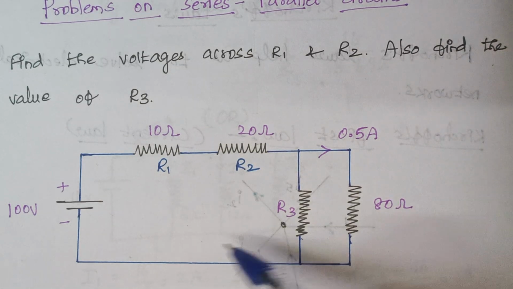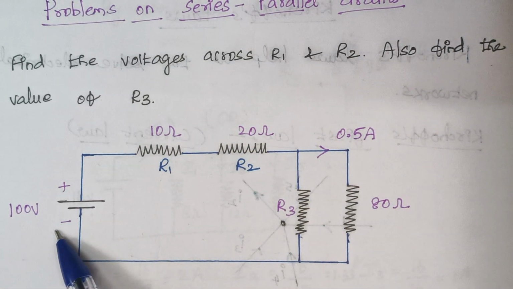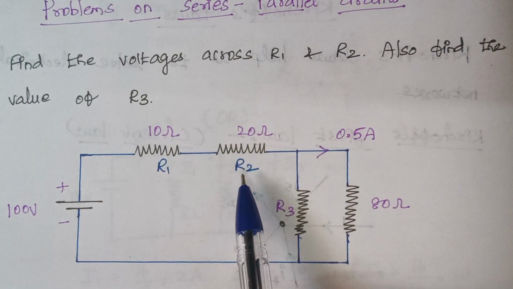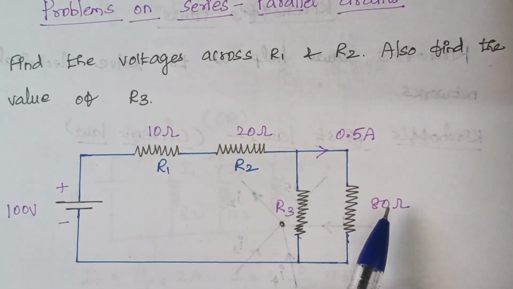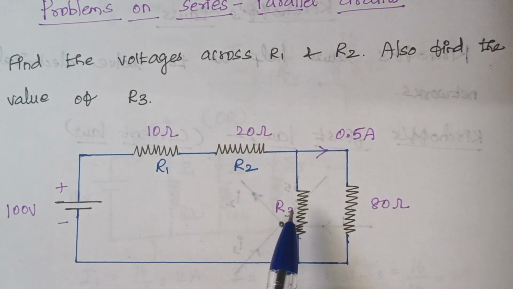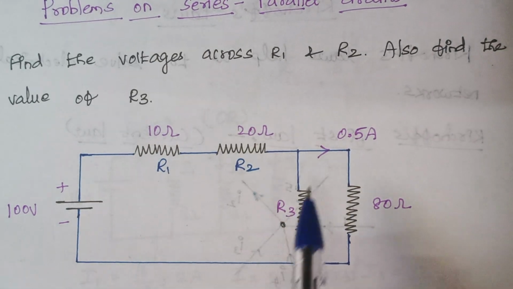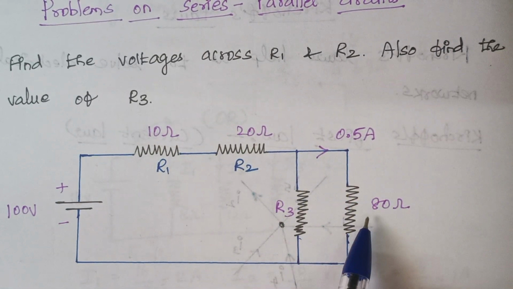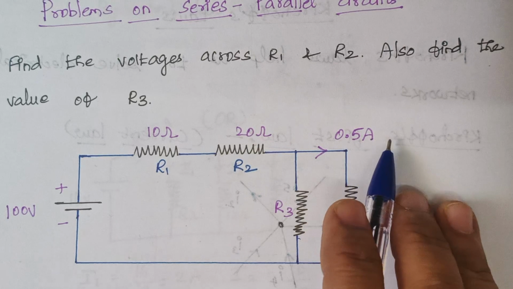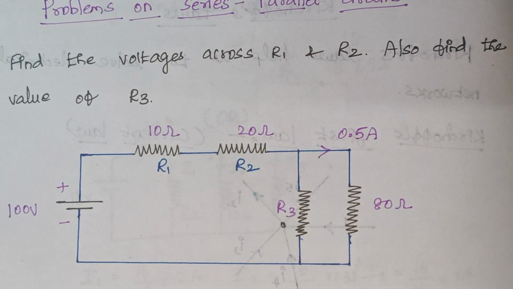From the circuit diagram, we have a voltage source of 100 volt. The values of the resistors are 10, 20 and 80. We don't know the value of R3. We need to calculate it. And the current flowing through this 80 ohms is 0.5 amps. Right. So now we have to calculate the rest of the things.